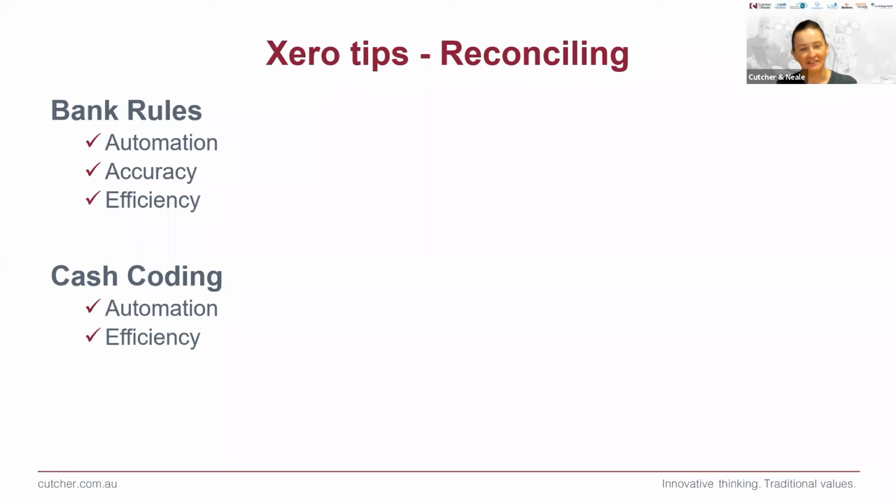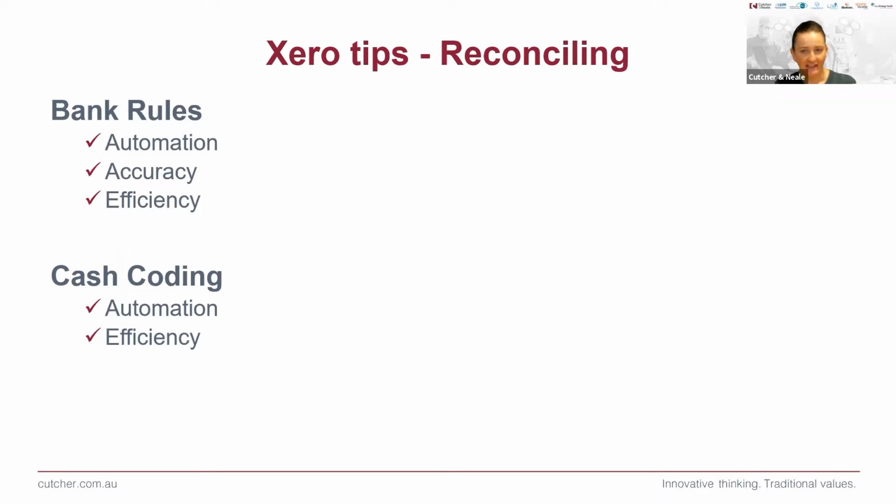Okay, so let's get started. So we'll start with our Xero and reconciling. There's a few ways to achieve some efficiencies in Xero with this. So we will look at bank rules and cash coding. So with bank rules, the automation here is creating a bank rule for each bank account. So that's a fantastic way to automate many of the transactions that occur on a regular basis.